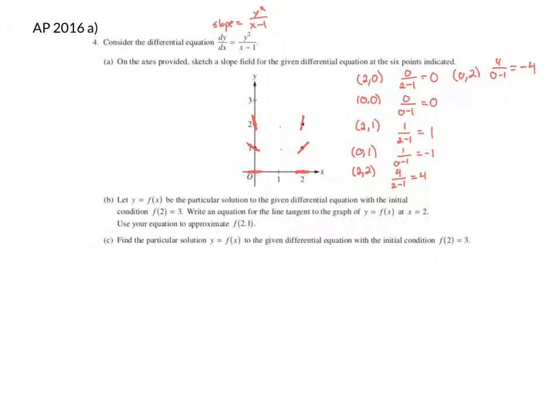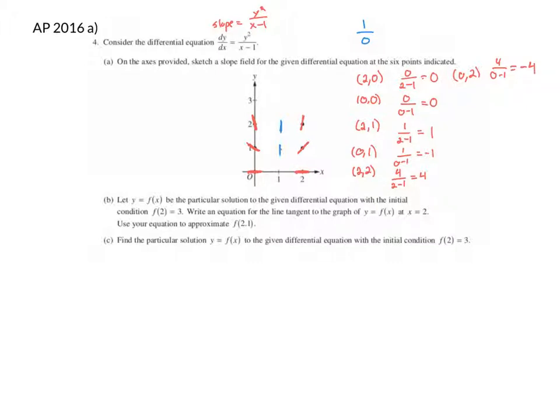You'd plug them in. In the case of 1, 1, for example, you'd get 1 over 0. And that would be an undefined slope, which you would draw like that. Similarly, for 1, 2, you would get another undefined slope like that. However, many times they'll have you avoid doing that, but I do want you to know what undefined slopes look like. They look vertical, just so you can be aware of that.